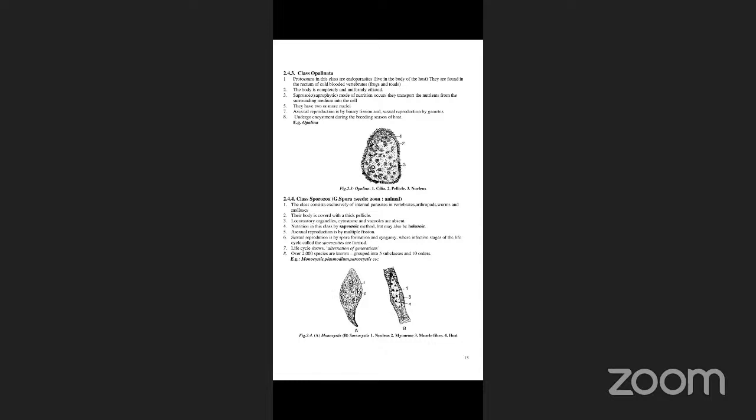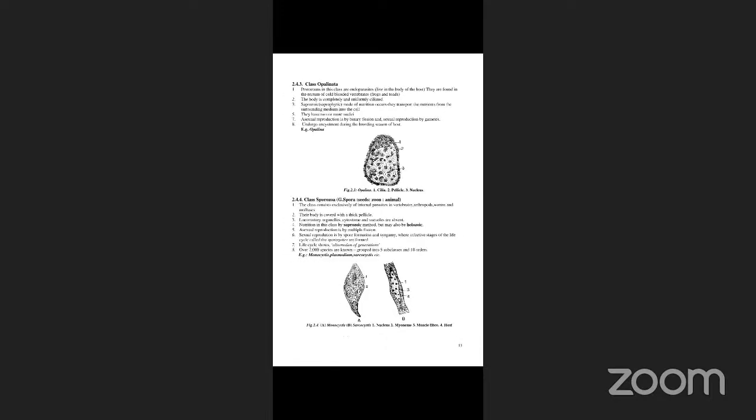Here in Plasmodium, especially malarial parasites, the life cycle shows alternation of generation. One generation is this form and the other generation is the other form. Over 2000 species are known, divided into 5 subclasses and 10 orders. Examples are Monocystis, Plasmodium, and Sarcocystis.